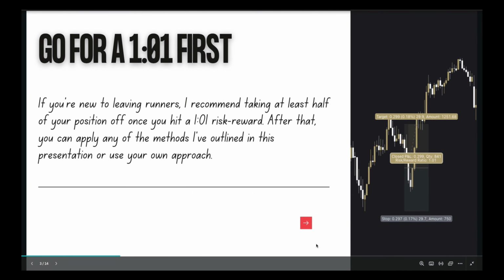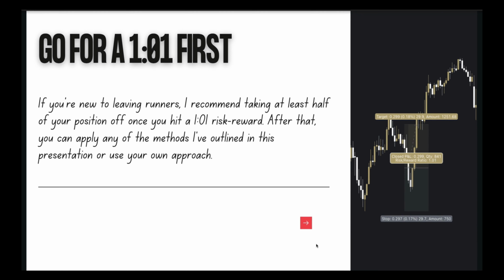So first thing is first, go for a 1-to-1 first. If you're new to leaving runners, I recommend taking at least half of your position off once you hit a 1-to-1 risk to reward. After that, you can apply any of the methods I've outlined in this presentation or use your own approach. Now, this is exactly what I did when I first started leaving runners, and it actually helped me out tremendously.